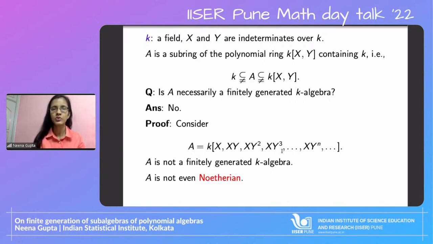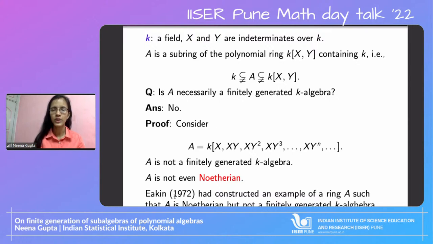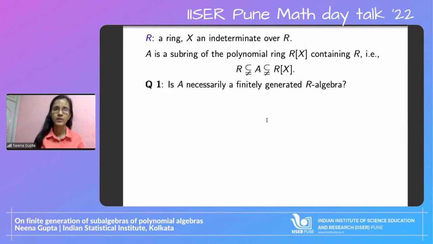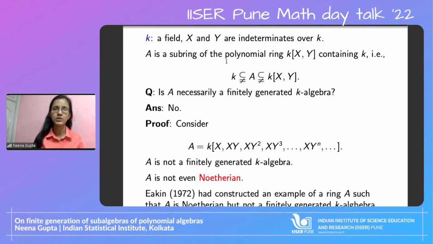So the next question you may ask is, suppose I assume this subring A is Noetherian. Is A then necessarily a finitely generated K-algebra? Here again, the answer is no. It was a research paper by Eakin in 1972. He constructed an example of a ring A where A is Noetherian, but not a finitely generated K-algebra. This example of Eakin is a bit technical and non-trivial. So you cannot generalize it in higher dimensions. Generalizing by increasing the number of variables, the problem actually stops, because you already have a counterexample.